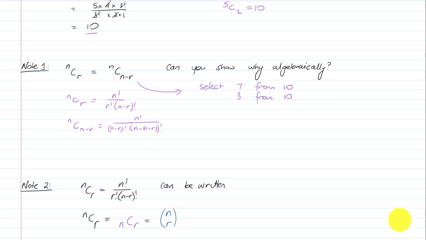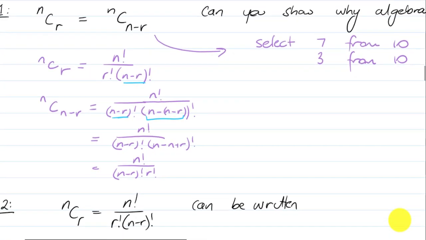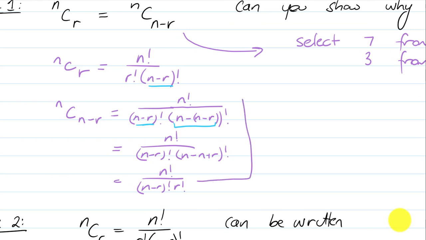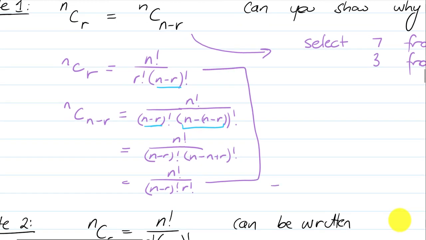And now I can simplify this bracket, because I can already see that that bracket is equivalent to this bracket. So when I simplify that, what happens? I get this equal to n factorial over (n minus r) factorial times (n minus n plus r) factorial, which of course is n factorial over (n minus r) factorial r factorial. And if I zoom in here, you can see that this is just a reordered version of that. And so this is equal to nCr as required.